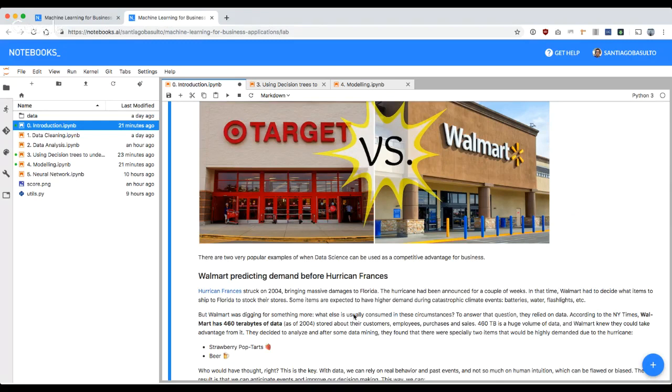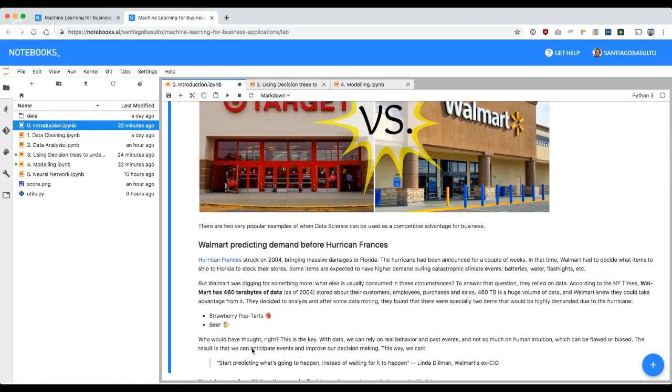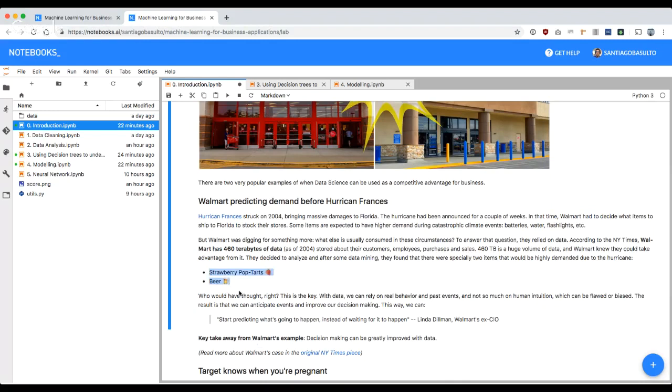Okay, so they did a little bit of data mining and they found that there were two items in particular that seemed to be in more demand in other places across the country when a big storm was coming. And they were very funny, but one of them was strawberry Pop-Tarts and the other was beer. So they actually brought a lot more items to those stores of both Pop-Tarts and beer. And it actually proved to be correct. It was the correct decision to overstock, if you want, those stores with these two items. So the full story is right here linked.